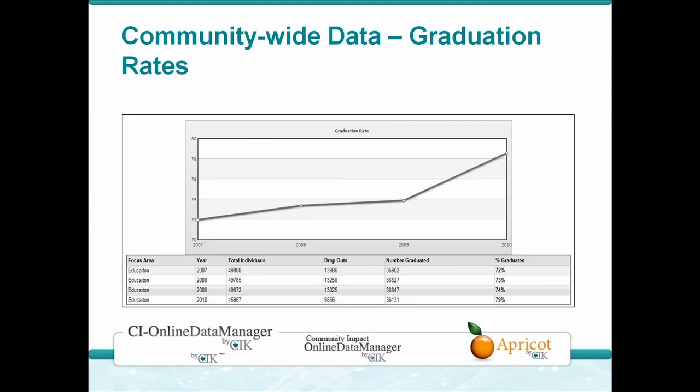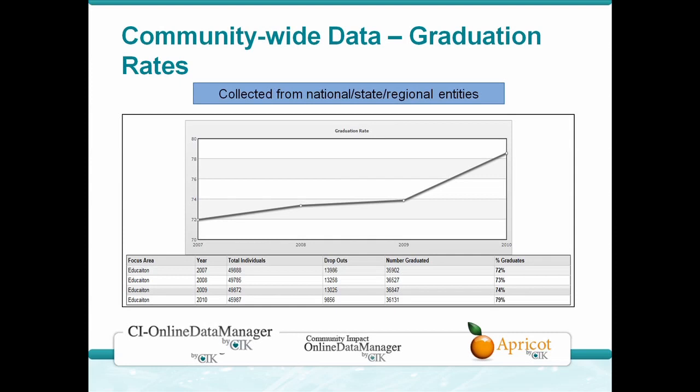So it starts with the community-wide data. This is a graph tracking the graduation rates. So this is community-wide data, actually collected from the school districts, highlighting the total number of youth in the school, the number of graduated, and the dropouts, so we can calculate the graduation rates. So this is again showing that data, so you could set the stage at the community-wide level.